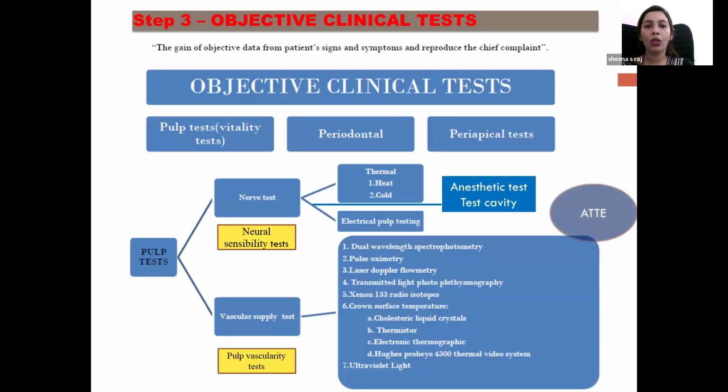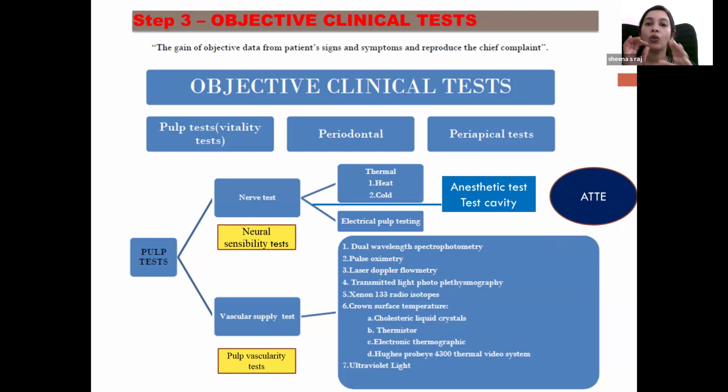I'm not explaining all these things. This is very important: what are the clinical tests? First, we will do the pulp test. Right. Next, we go to the periodontal test, and third is the periapical test.